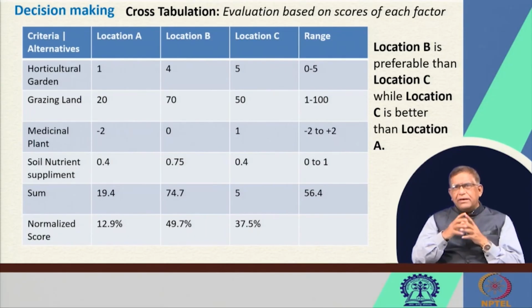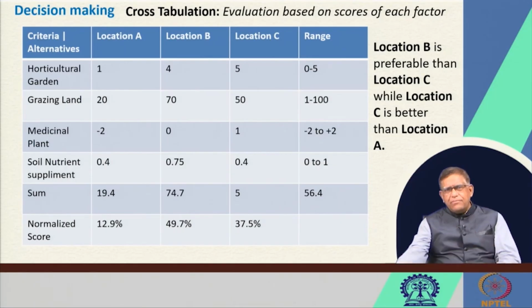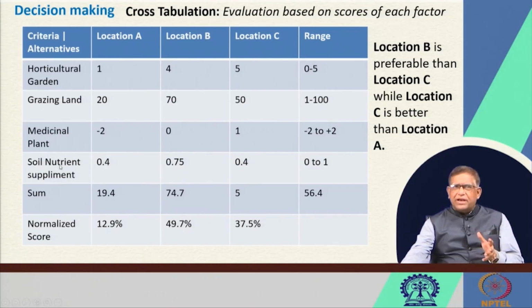Suppose you want to get help in making certain decisions. Say, for example, you have in mind location A, location B and location C. In that you want to develop a horticultural garden, grazing land, medicinal plants or soil nutrients. I am just giving random criteria as different alternatives. Now how will you select which location will be better?